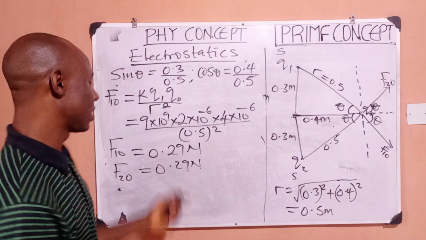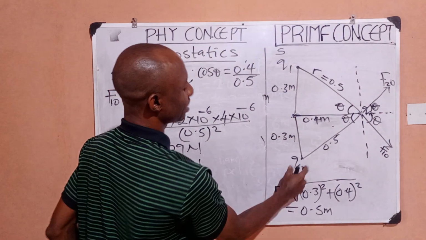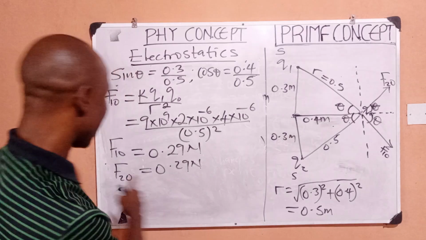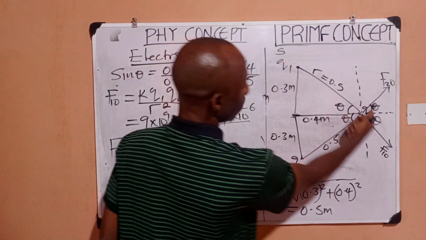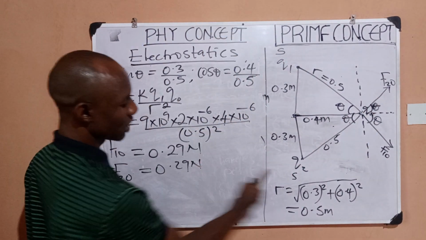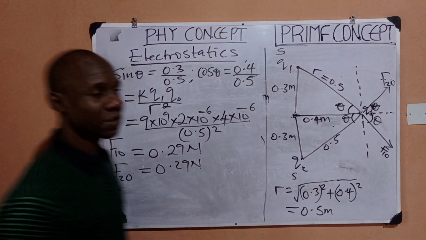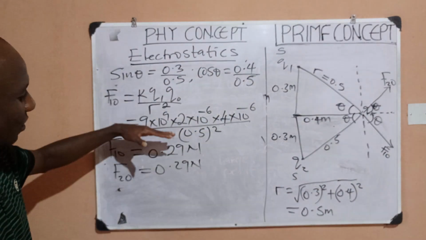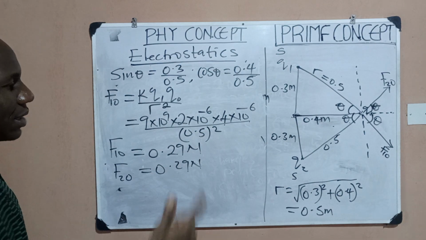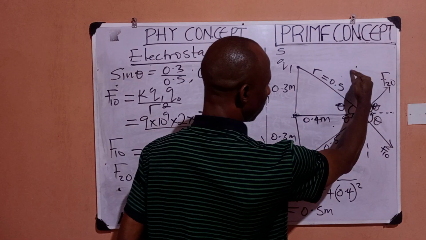You don't have to solve it again. They will have the same value since they told us that the charges are equal, right? F10 is between Q1 and Q0. F20 is between Q2 and Q0. So they would have the same values. Since we've gotten this force, the next thing is we want to resolve them.